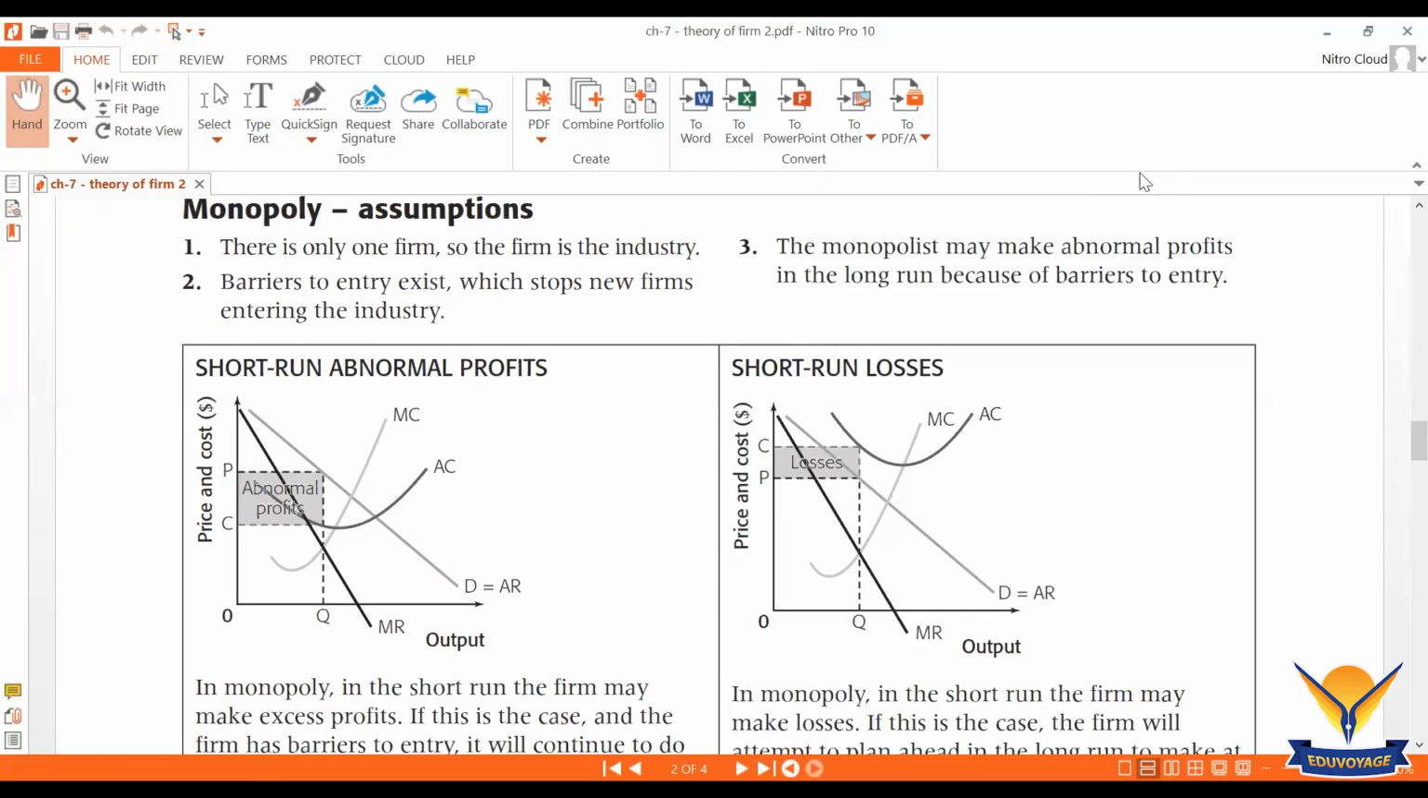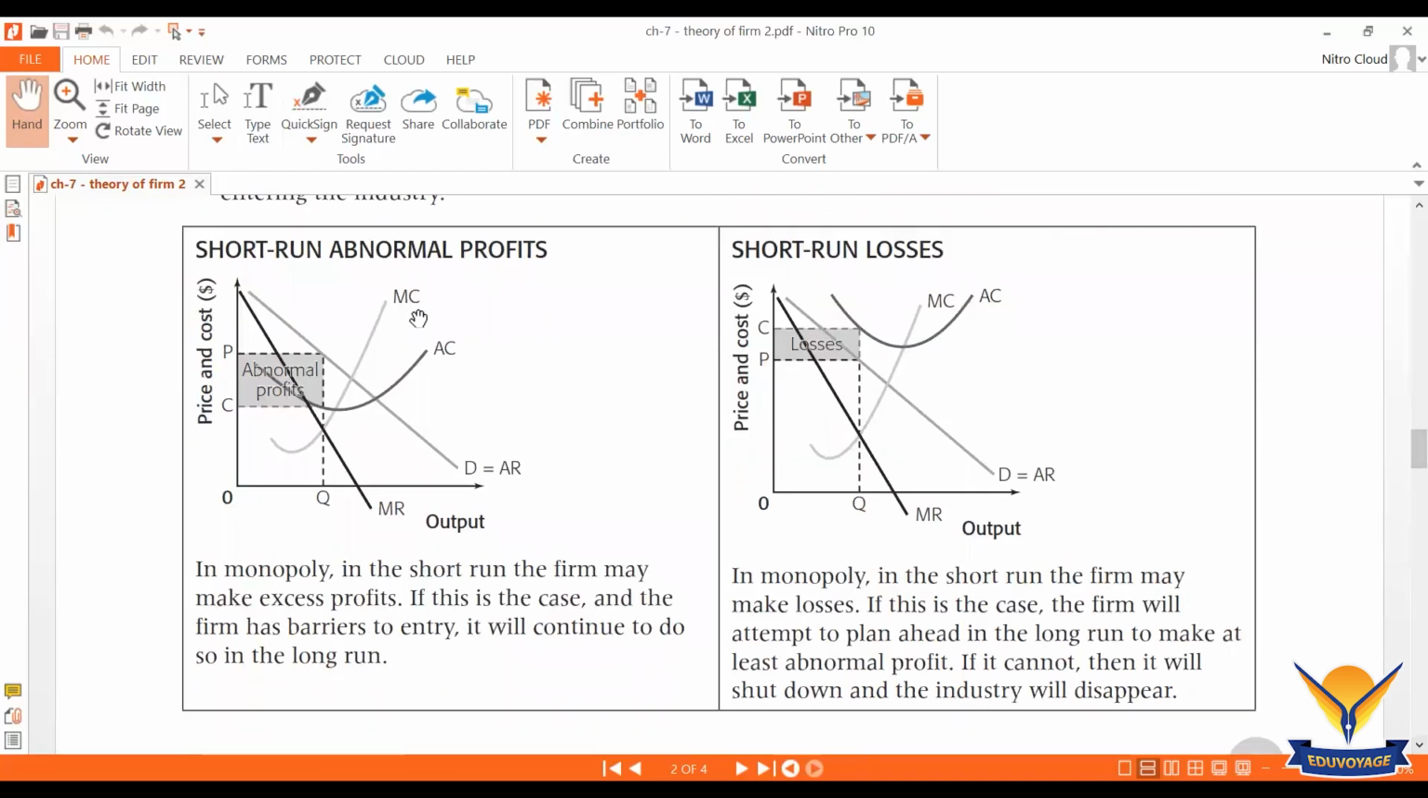Now, in this case, if you look at the diagram, it is exactly like monopolistic competition. Can you see that? Short run abnormal profit is exactly as in monopolistic competition. It behaves in the same way. And short run losses, again, same.